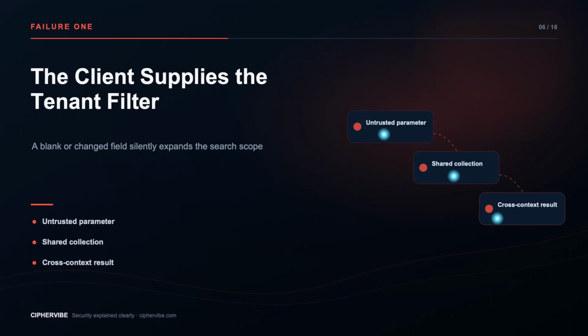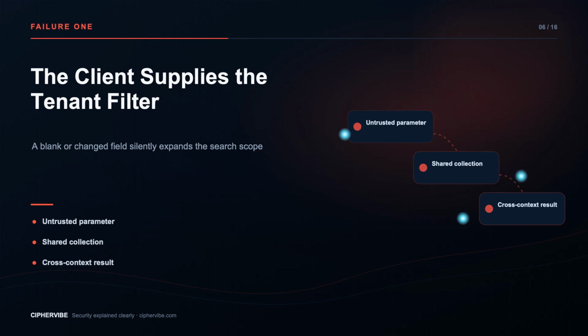In the first replay, the browser sends a tenant identifier alongside the query. The retrieval service trusts that field. When the field is omitted, the shared collection searches every tenant and returns the nearest semantic match. The database did exactly what it was asked to do.